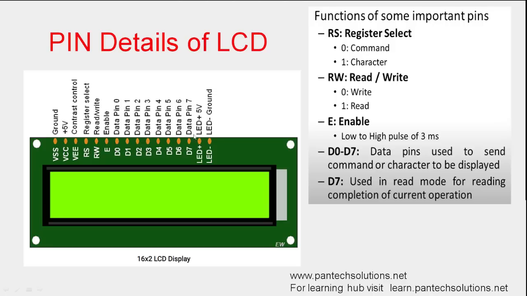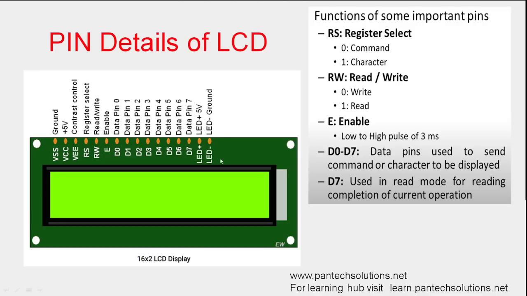So the read/write pin is 0 for write and 1 for read. Mostly we will be using only the write operations on an LCD, and read operations are a very rare case. For enable, you have to send a low to high pulse for 3 milliseconds, so that will enable.